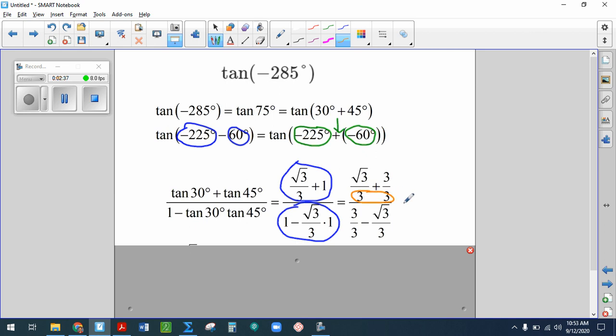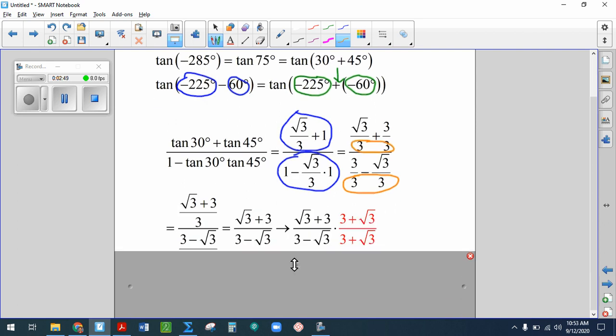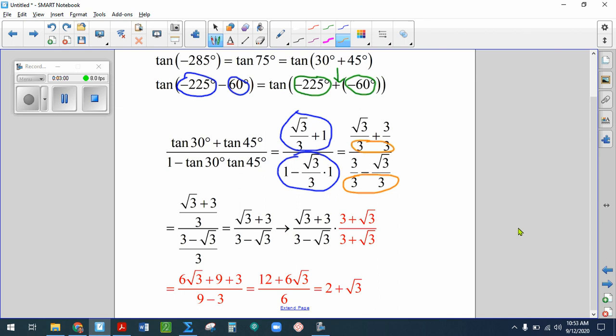So on the top of the fraction, since I had a fraction plus 1, I turned that into a 3 over 3. And then on the bottom, I turned that into a 3 over 3. So now they're both over 3. Then that algebraically gets rid of the two denominators. And then I just showed how to simplify the rest. So you can pause the video and look at that on how to simplify the rest. But the answer is 2 plus root 3.